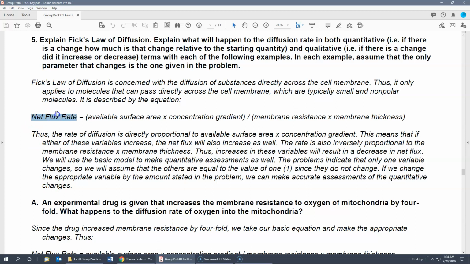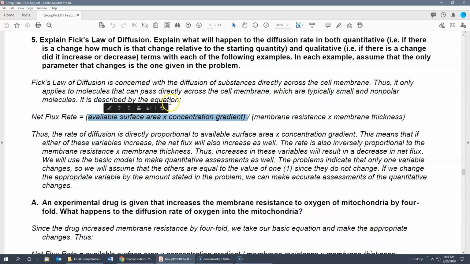Fick's law tells us the net flux rate, the appearance of the molecule on the other side of the membrane, equals the available surface area times the concentration gradient. Now, these are directly proportional. They're above the divided sign, which means that if the surface area goes up, flux goes up. If the concentration gradient goes up, flux goes up, which makes sense. If I have a bigger area in which I can strike the membrane and move across, that's going to increase how fast things go. And if I have more particles, it's more likely it's going to hit the membrane and go across. So that's the first part: surface area times concentration gradient, divided by membrane resistance times membrane thickness.